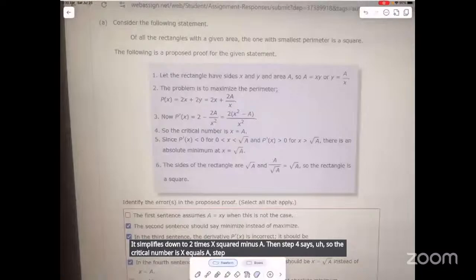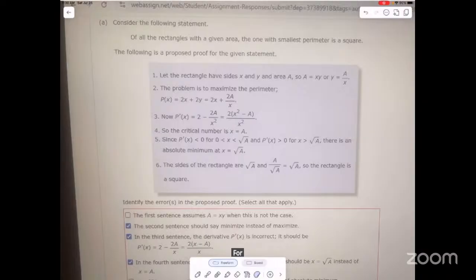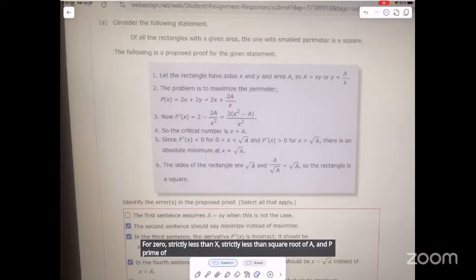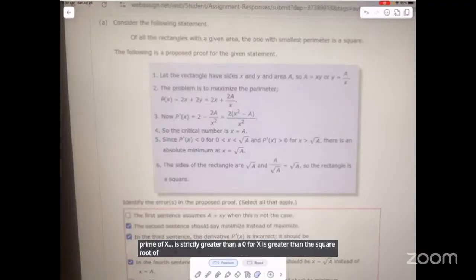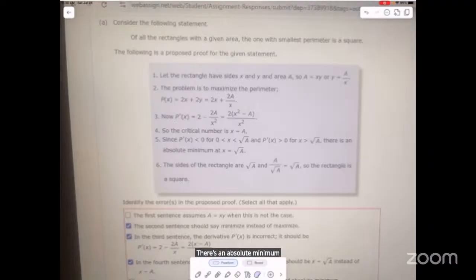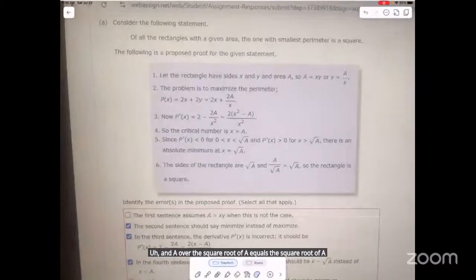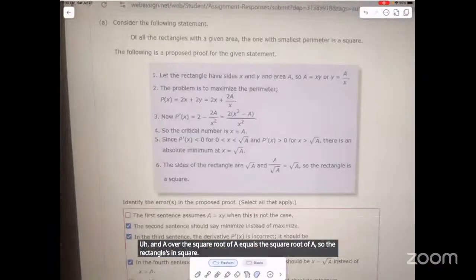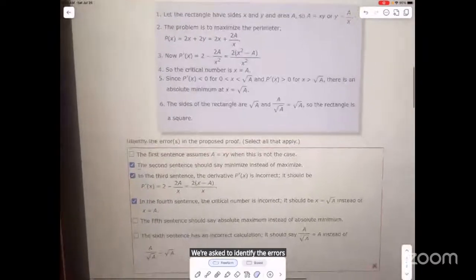Step 5, since P prime is strictly less than 0 for 0 strictly less than x, strictly less than the square root of A, and P prime of x is strictly greater than 0 for x greater than the square root of A, there's an absolute minimum at x equals the square root of A. And then the size of the rectangle is the square root of A, and A over the square root of A equals the square root of A, so the rectangle is a square. We're asked to identify the errors in the proof and select all that apply.